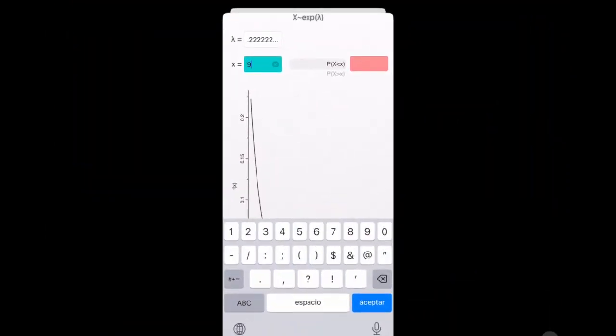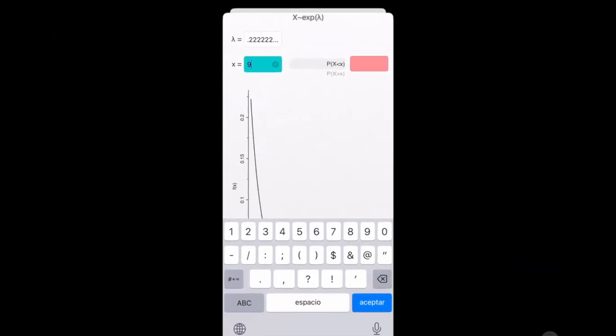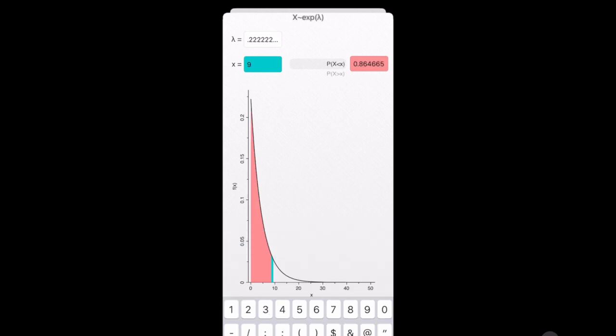So type 9. And what do we want? Probability of less or greater. In this case, it's less. So type less. And type done. Well, in this case in Spanish, aceptar. But it's done or enter. And the probability is 0.864665.